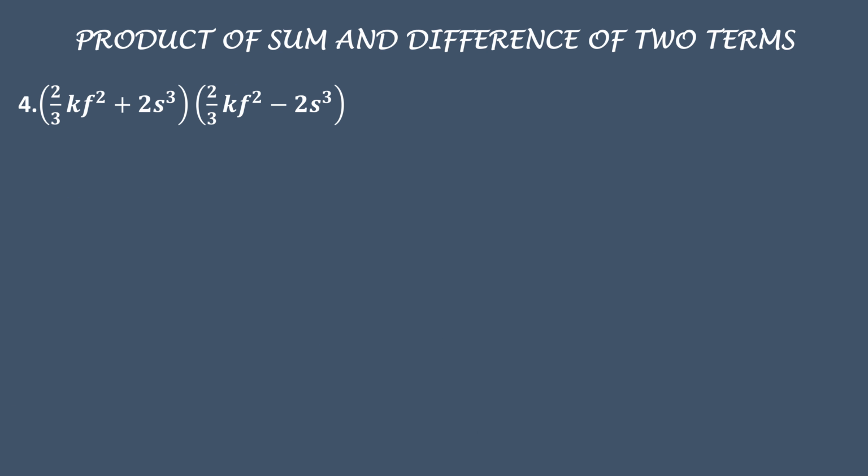Okay, so let us proceed to the next example. As you have seen, our two sets of binomials have first term 2/3 k f squared in one and 2/3 k f to the power of 2 in the other, while our second term is 2s cubed in one binomial and 2s to the power of 3 in the other. For that, we know that they are of opposite signs. We have a positive and a negative. Thus, we simply square the first term, and then square the last term.